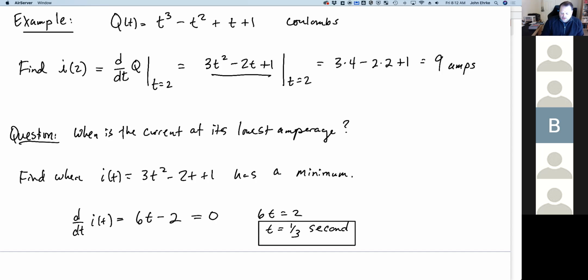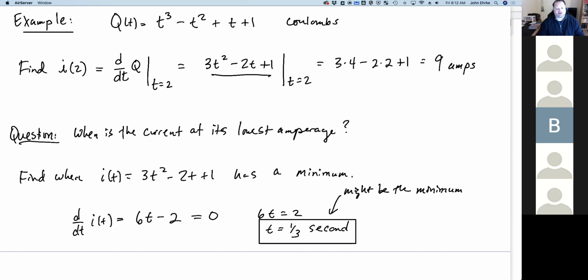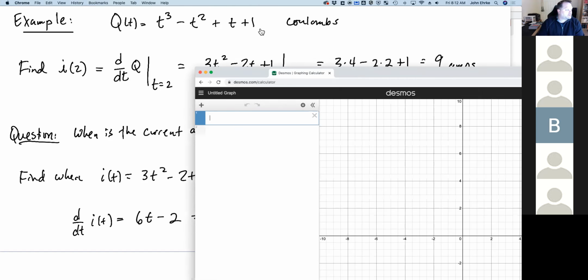And all I can say at this point is this might be the minimum. I don't know for sure. We're going to have ways later in the course of telling for sure whether this is the minimum value, but I think that this might be the minimum. So I'm going to go check it out in Desmos.